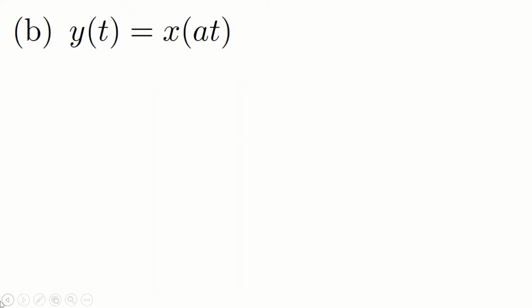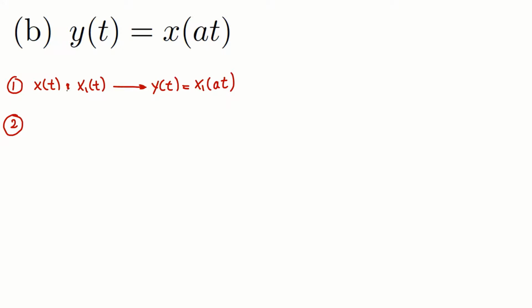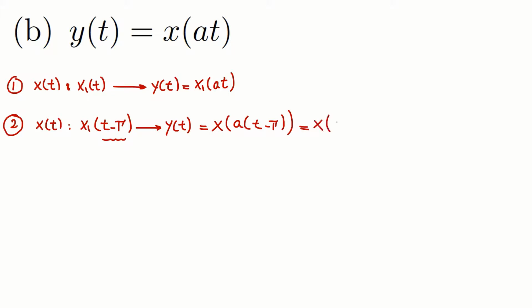Let's check that for the system here. Again, you first assume the input to the system at time t is x1(t), and this gives the output y(t) equals x1(at). If I shift the input by τ, then the input at time t would be x(t − τ). I give the shifted input to the system at the same time, and the output at time t would be x of a times (t − τ), which is x(at − aτ).